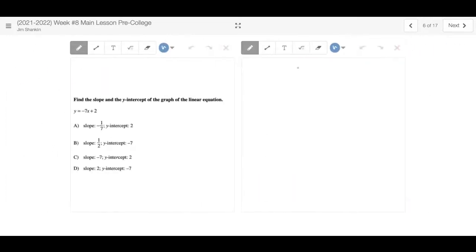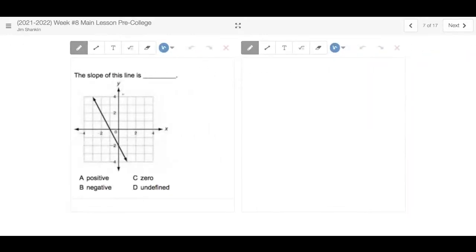All right. Find the slope and the y-intercept of the graph of the linear equation. Well, it's in slope-intercept form, so this is asking me too easy of a question. Negative 7 is my slope, 2 is my y-intercept. So I'm going to see for my answer. Probably seems a little easy this week, and it is not that bad. Slope of the line is, well, it's going down, so I know it's going to be negative.